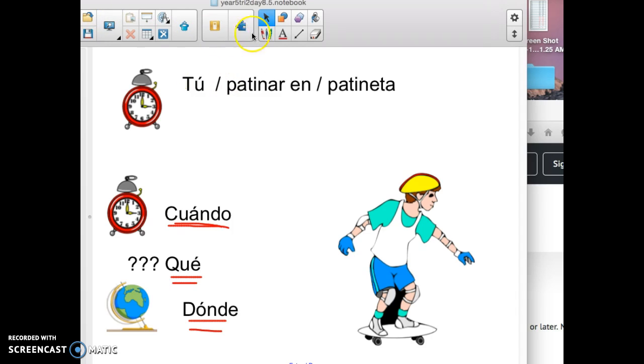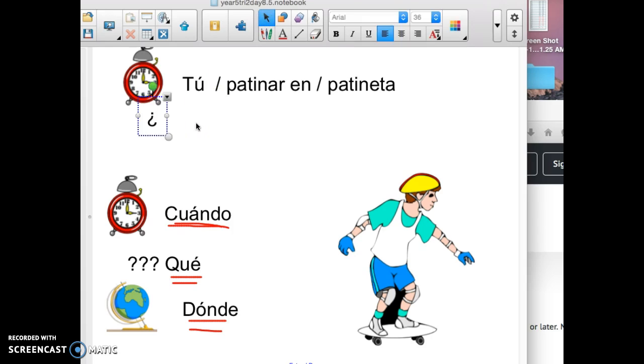So the way you're going to do this is, it says, you skate on your skateboard. And you're going to be asking this question word, so this is going to be when. When do you skate on your skateboard? Okay? So to make our question word, the first thing we're going to do is do the upside down question mark. And you need to get these little accents on there. So you're going to say, when do you skate on your skateboard? So it'd start off with cuando, que, or donde. It would be cuando.